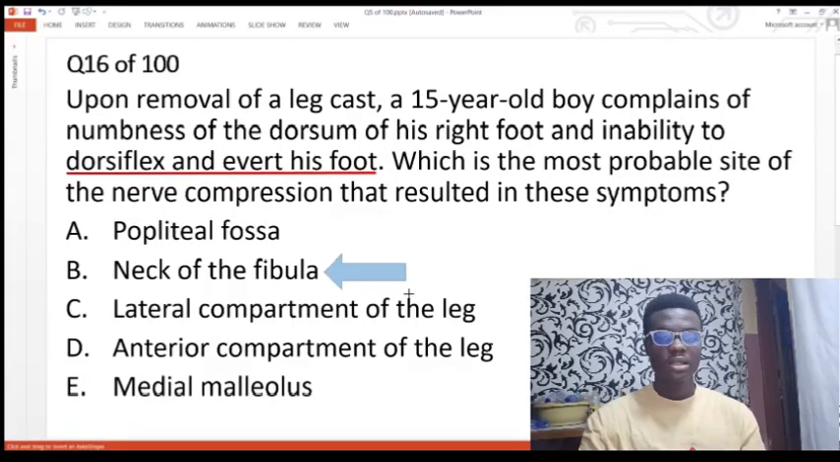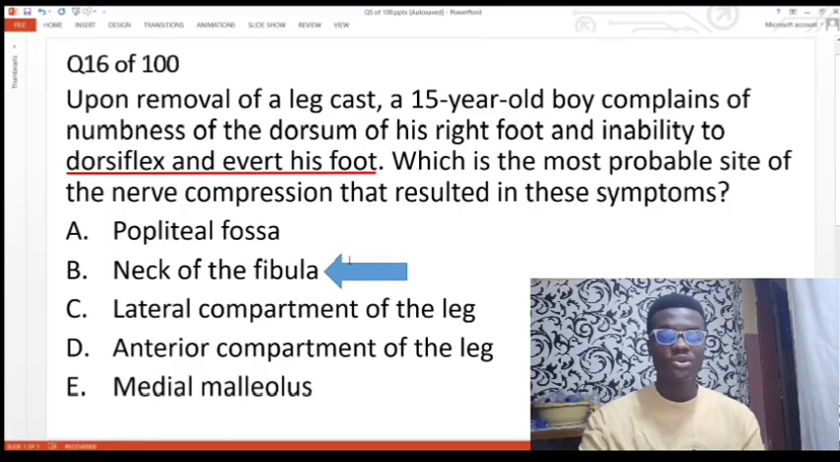Here is the correct answer, the neck of the fibula. So that is where the common peroneal nerve bifurcates into the deep peroneal nerve that goes to supply the anterior compartment responsible for dorsiflexion, and then the superficial fibular nerve that goes to supply the lateral compartment responsible for foot eversion. So let's check the other options and see why they are wrong.